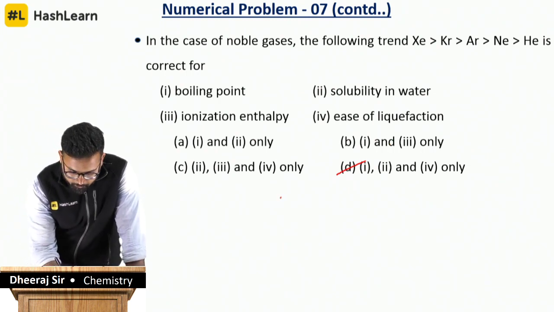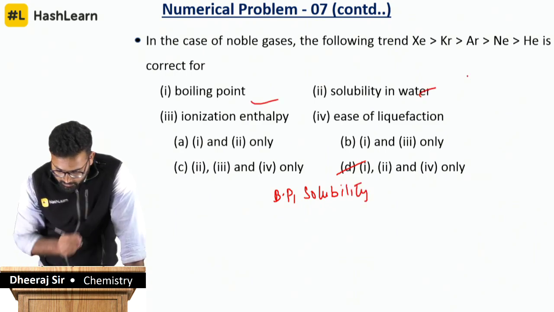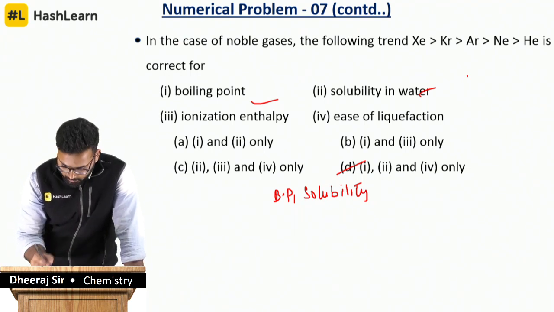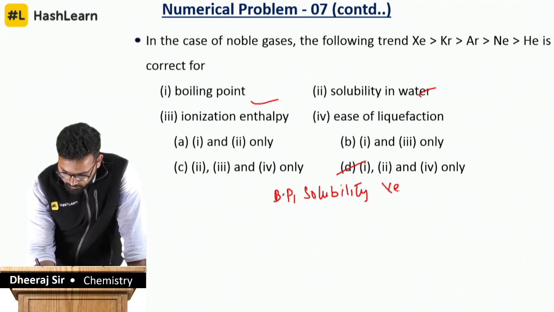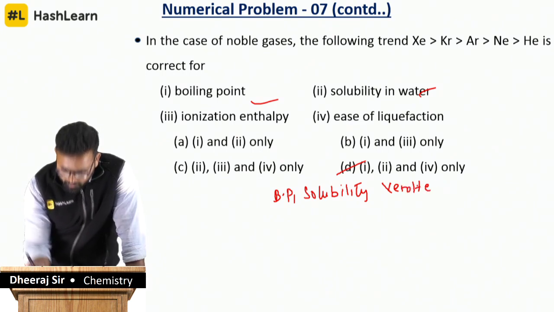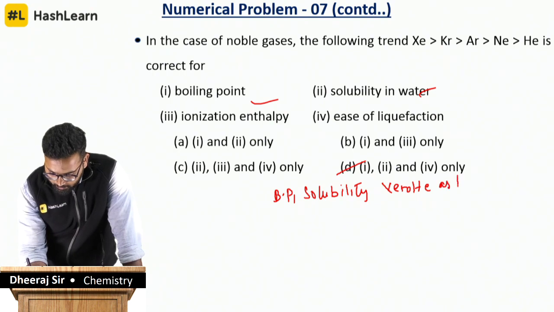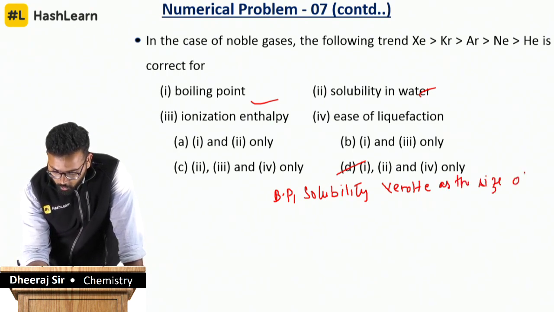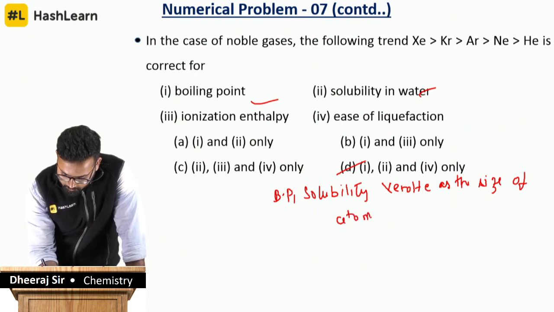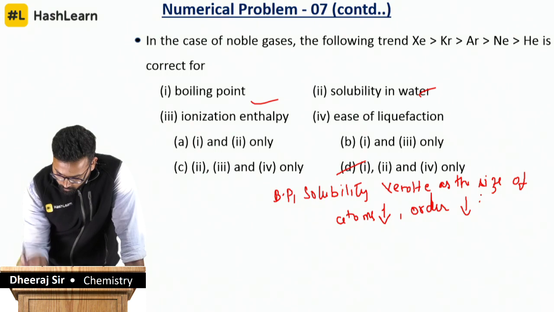If you are looking at the first two properties, that's boiling point and solubility, the order will be xenon to helium. I would say you'll have the middle atoms in the given range. So xenon to helium, because this is going to be a key: as the size of atoms decreases, the order is also supposed to decrease.